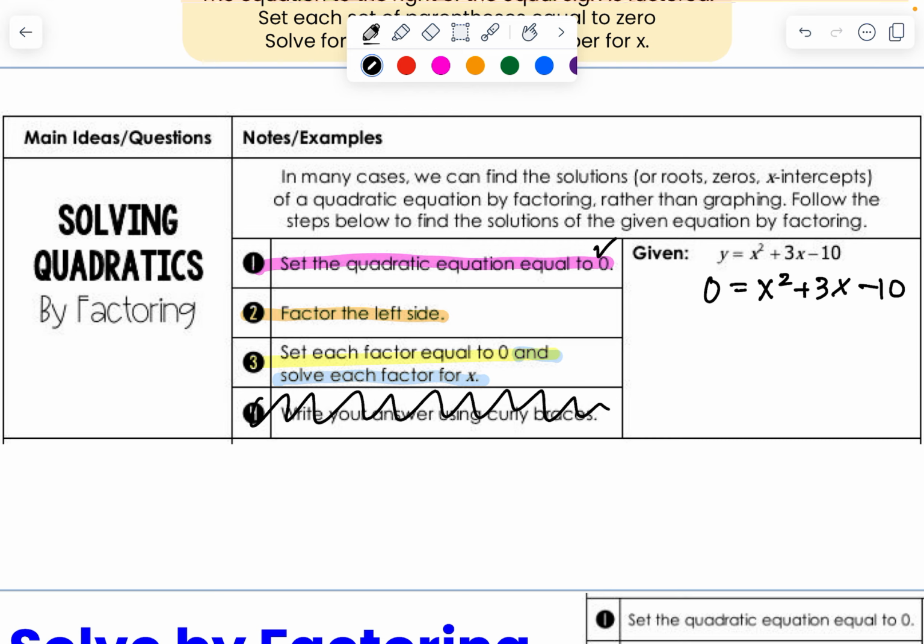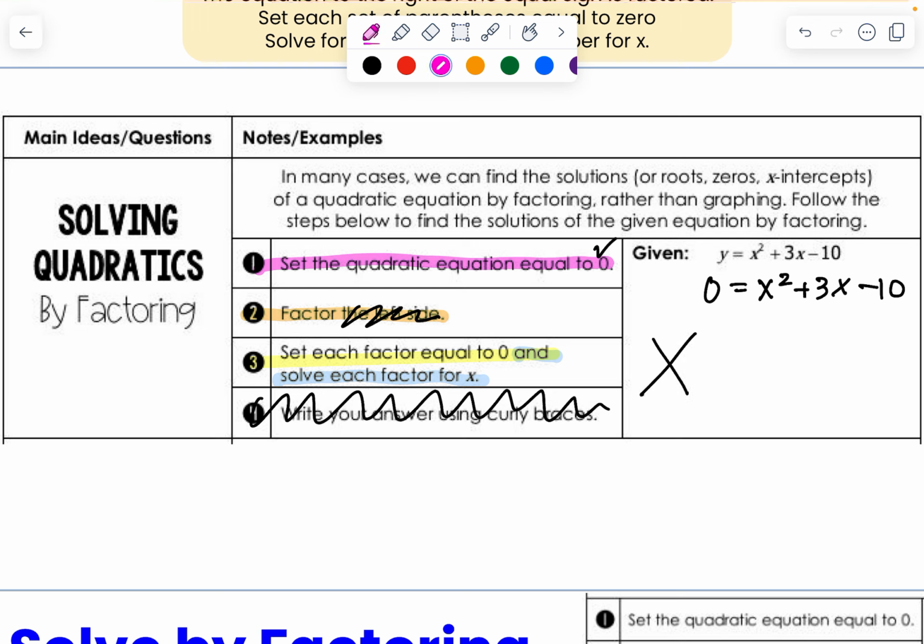Step 2, factor. It says the left side. It's wherever the equation is. It doesn't matter what side it is. Just factor the equation. That's all we really need. So we're ready to factor x squared plus 3x minus 10. That's what we've been practicing. And so we can use the Xbox method to help us do this, right?